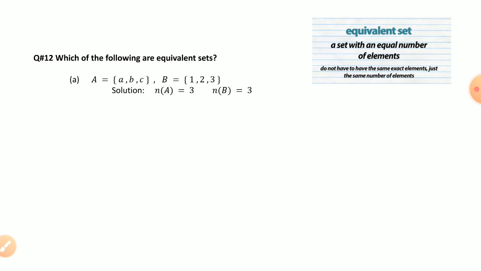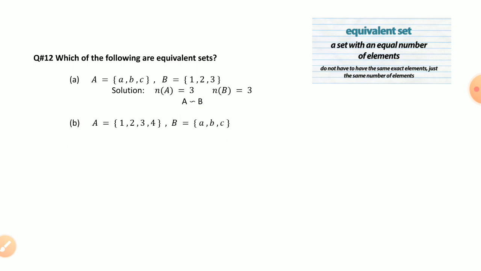Check the solution. Number of elements in set A is 3. Number of elements in set B is 3. Both the sets have 3 elements in them. So set A is equivalent to set B. We use this symbol to represent equivalent sets.